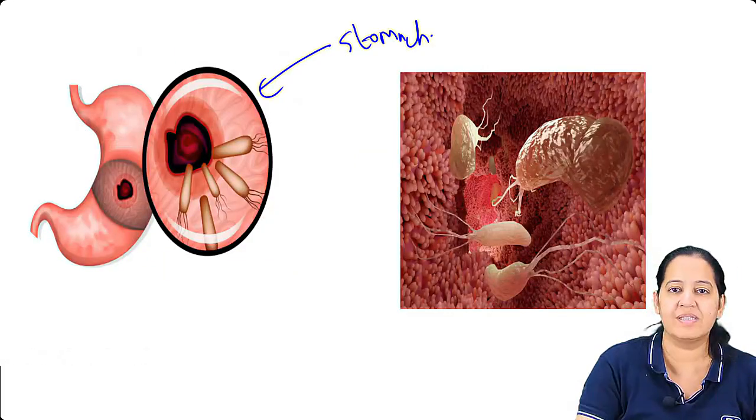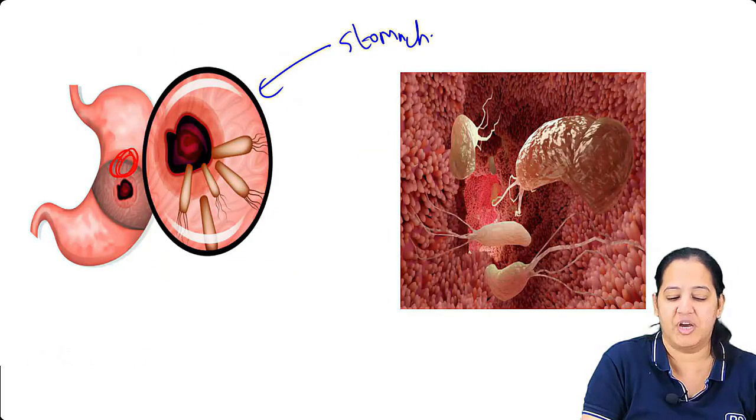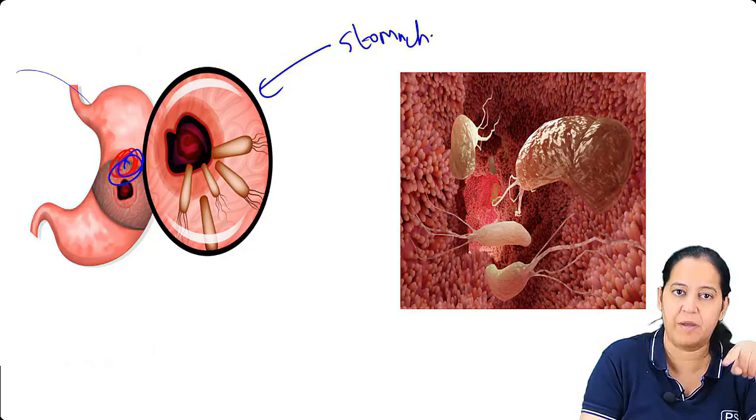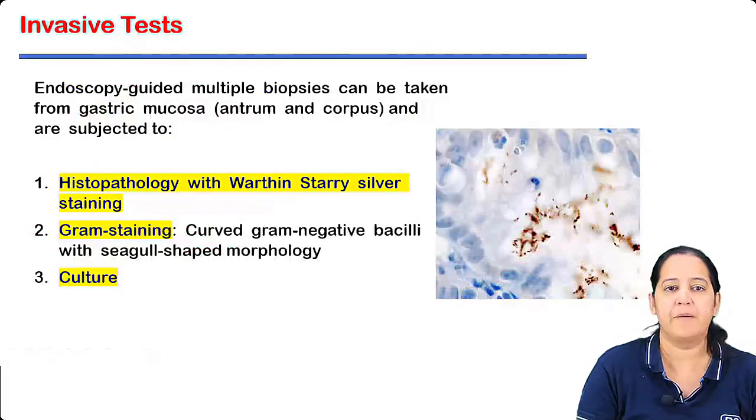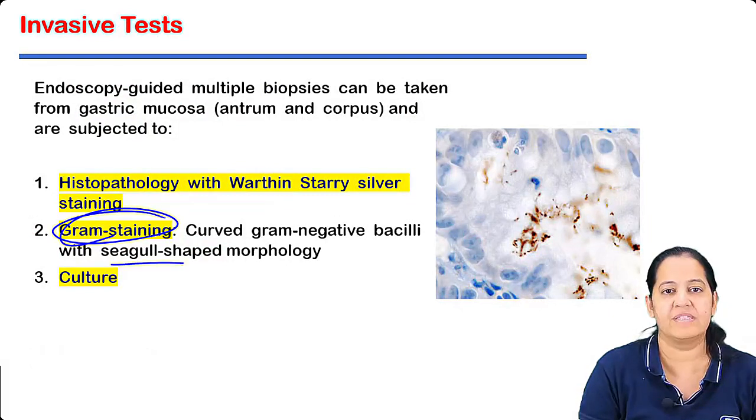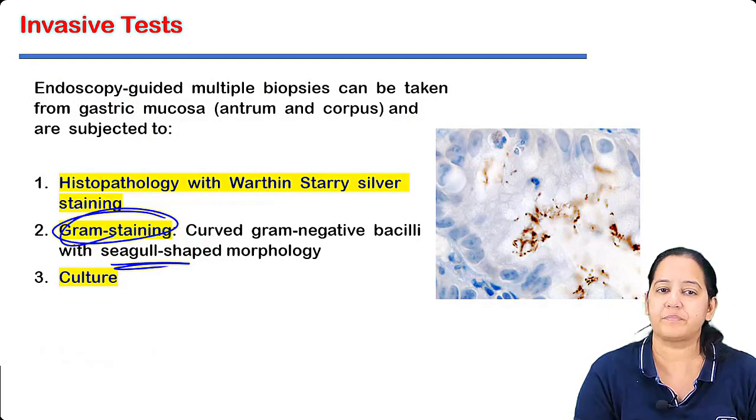You have to go inside and cut a chunk from here and come out. Endoscopic biopsy. So you have to do the biopsy. What do we do after the biopsy? On the biopsy you can do the gram staining. You will see seagull morphology. You can do the culture.